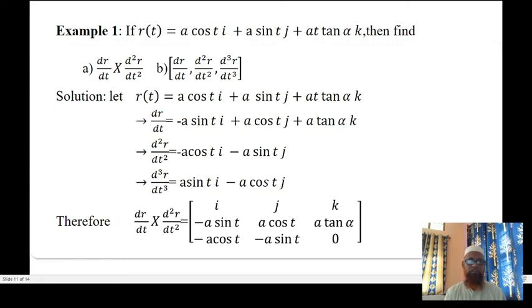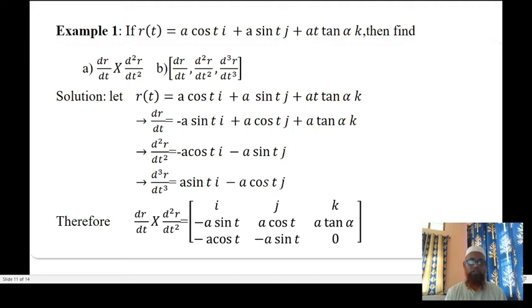1, 2, 3. So next example: if r(t) equals a cos t i plus a sin t j plus a t tan alpha k, then find dr/dt cross d²r/dt², and the scalar triple product of dr/dt, d²r/dt², d³r/dt³. So here alpha, tan alpha is constant, t is variable.